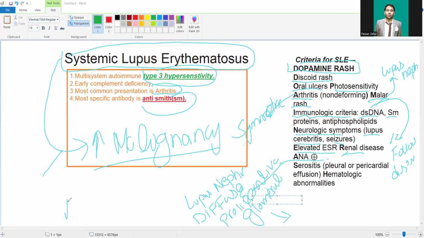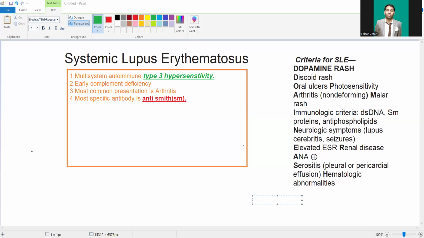In an acute flare of SLE, the antibody that is raised again is the dsDNA antibody. For the diagnosis of SLE, you need four things from this DOPAMINE RASH. If four things are present, it is most likely that this patient is suffering from SLE, systemic lupus erythematosus.